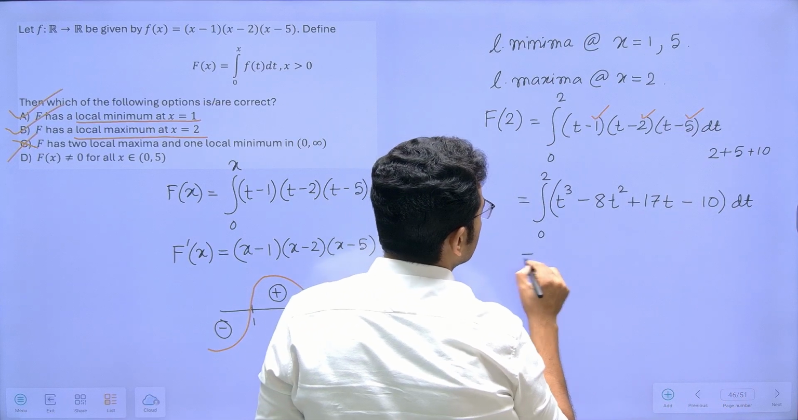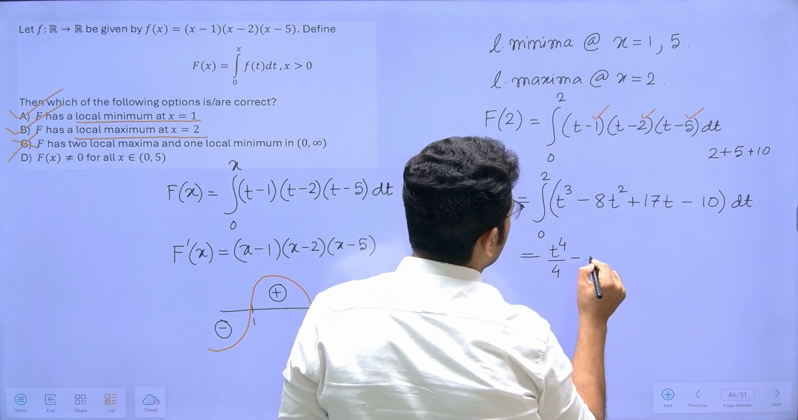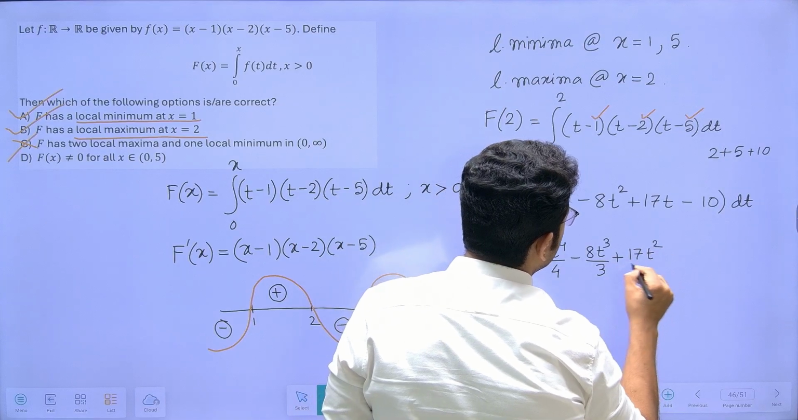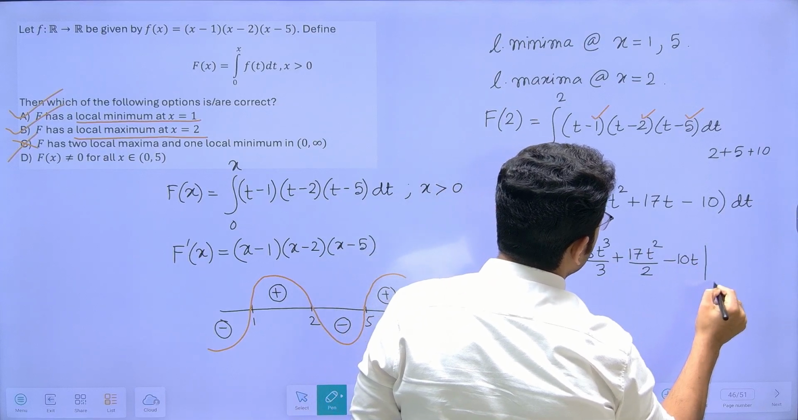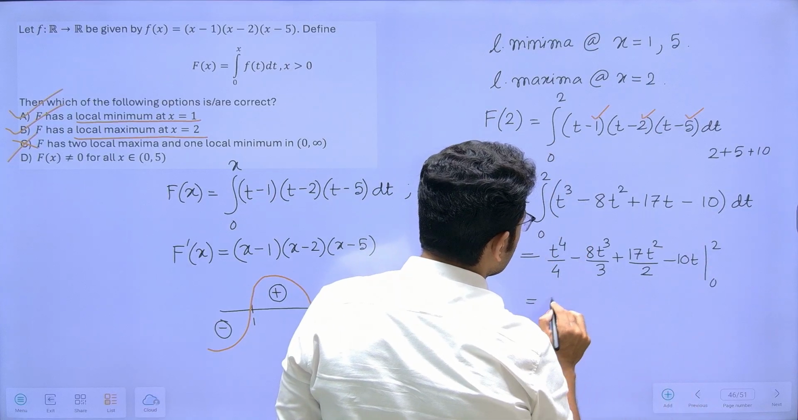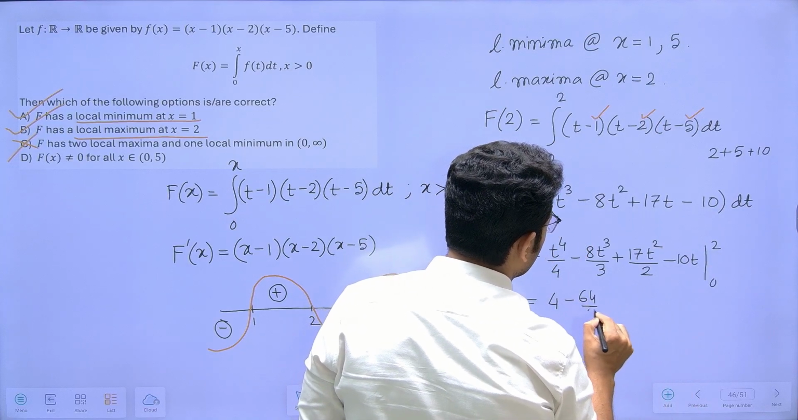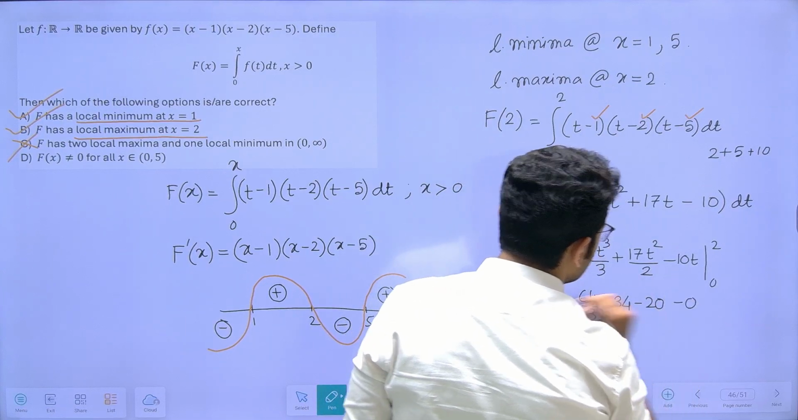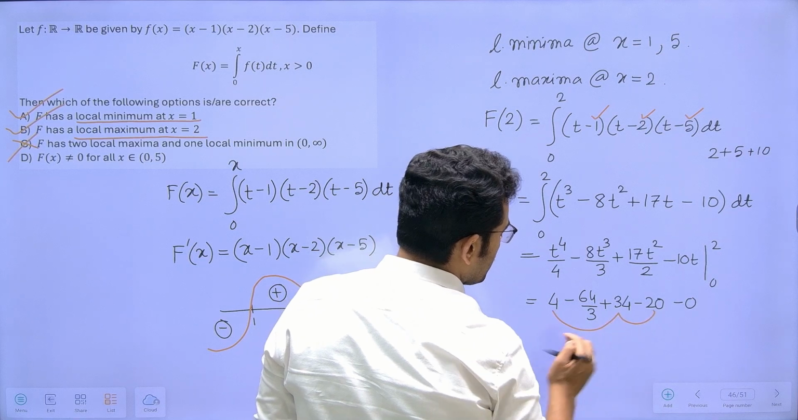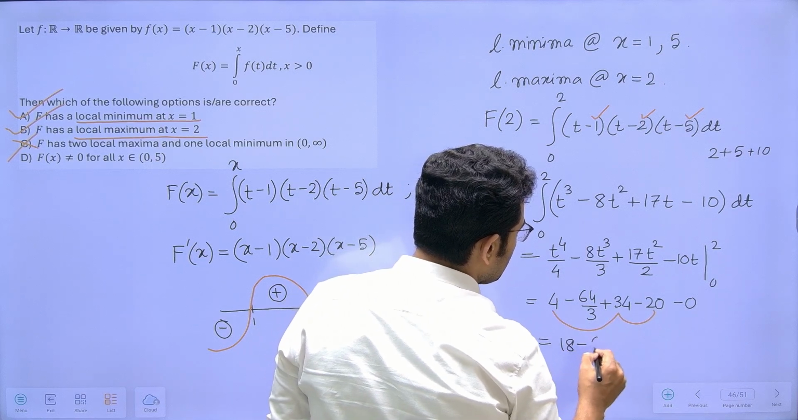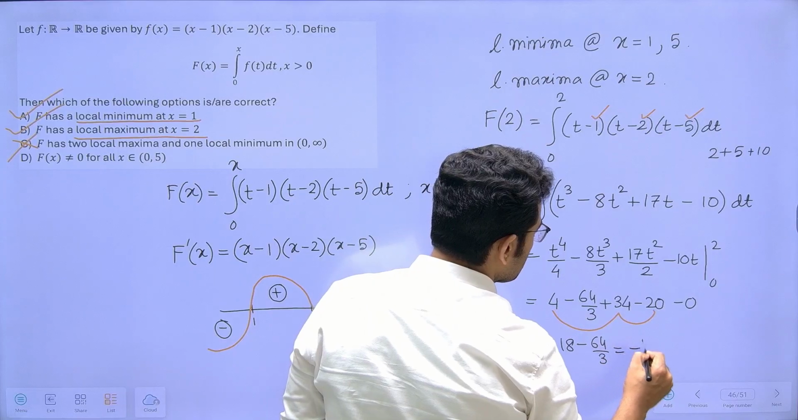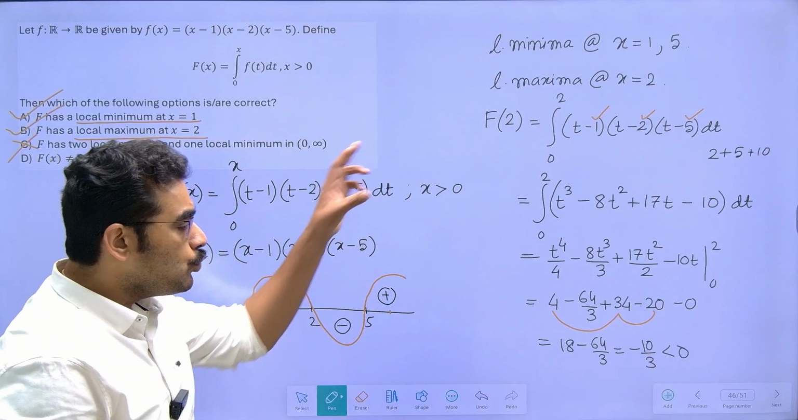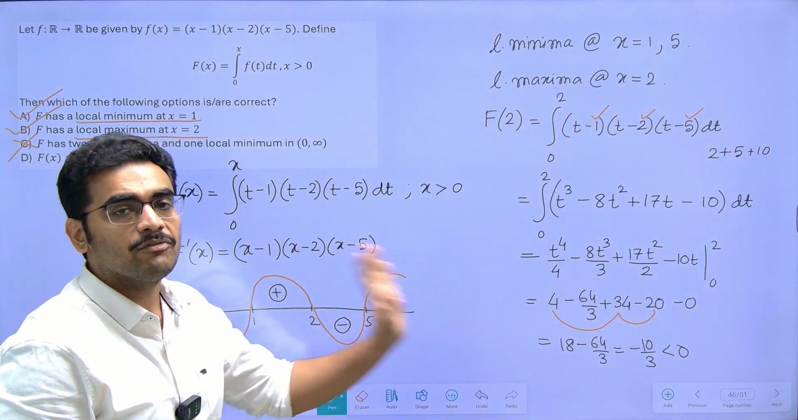So if you integrate, it will be t power 4 by 4 minus 8 t cube by 3 plus 17 t square by 2 minus 10 t. Put the limit 0 to 2. Substituting 2, we will get 4 minus 64 by 3 plus 34 minus 20. Substituting 0, all 0. So if we club these terms, we will get 18 minus 64 by 3, which is minus 10 by 3, and that is a negative number. So at 2, the function is at a negative value.